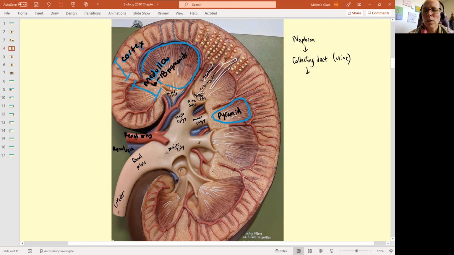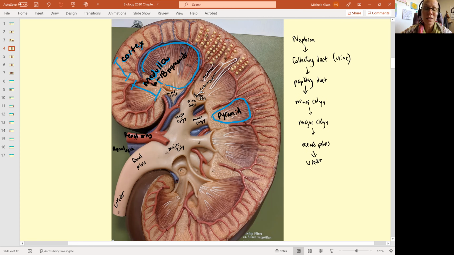The urine then flows into the papillary duct. From the papillary duct, we see the fluid going into the minor calyx. Several minor calyxes together feed into the major calyx. Major calyxes together feed into the renal pelvis. The renal pelvis then becomes continuous with the ureter.